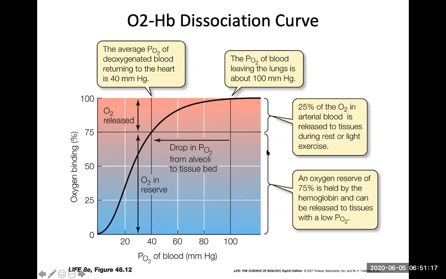And there's always this reservoir of oxygen held by hemoglobin, and it can be released to tissues with a low pressure of oxygen. So this ability of hemoglobin to bind oxygen is really important because it can release oxygen when needed.